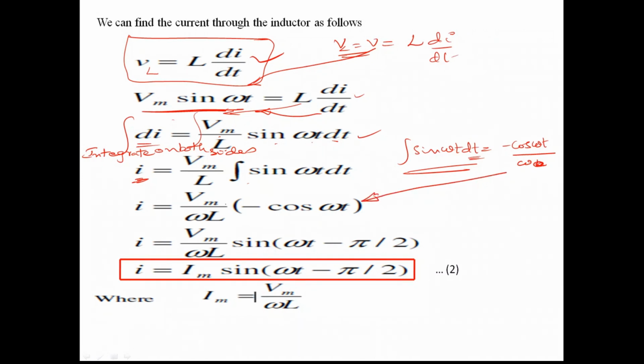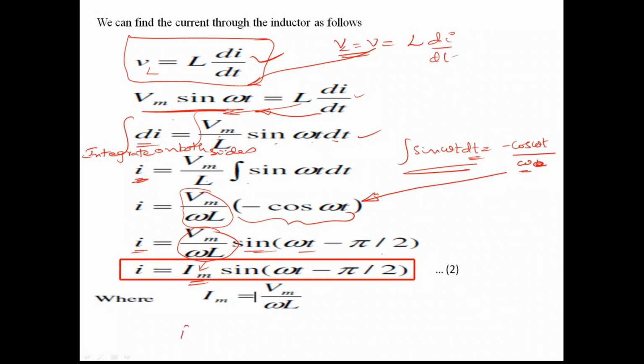See here, right? And already we have Vm by L. So what we'll get here is Vm by omega L, into minus cos omega t. And this minus cos omega t, I can write as sin omega t minus pi by 2, using the trigonometric expression. So your I is equal to Vm by omega L sin omega t minus pi by 2. Now this entire Vm by omega L is a constant, therefore I call it Im. So your total current expression is I is equal to Im sin omega t minus pi by 2.